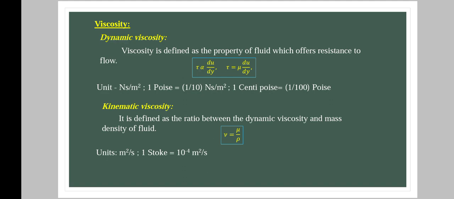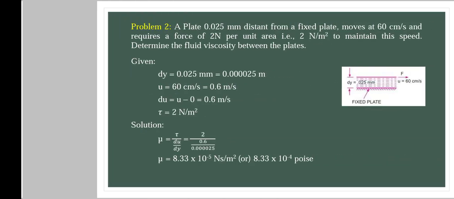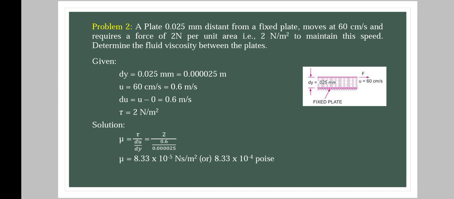Here one stroke is equal to 10 power minus 4 meter squared per second. Based on these properties, we will solve a problem. A plate 0.025 mm distance from a fixed plate moves at 60 centimeter per second and requires a force of 2 Newton per unit area, that is 2 Newton per meter square, to maintain this speed. Determine the fluid viscosity between the plates.